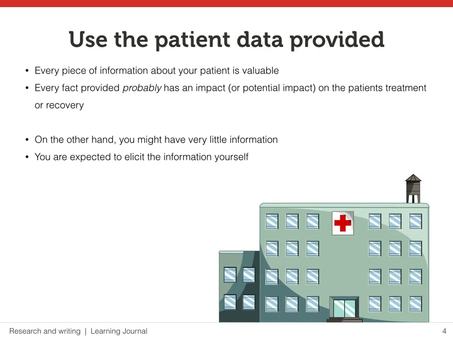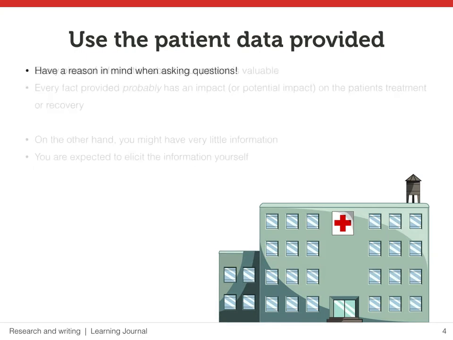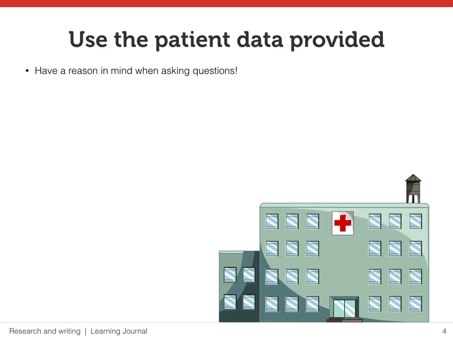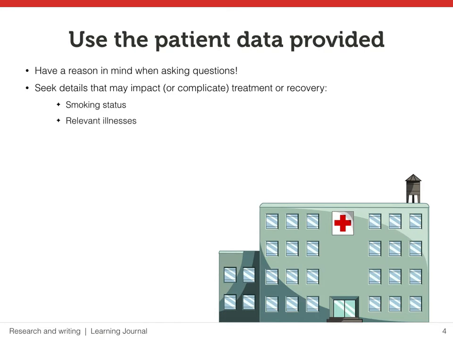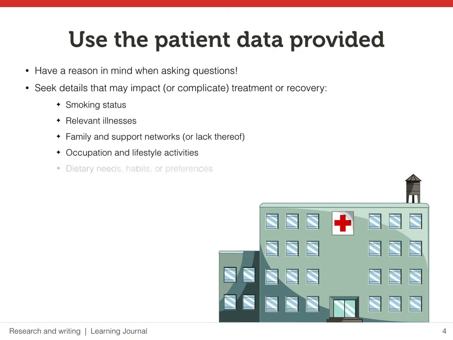Asking for more details about their condition just gives you more details about their condition, and unless you have some reasoning in mind for asking about that, more details per se is usually not that helpful. Instead, ask about things that may affect the treatment or recovery. Ask about things that may complicate matters: smoking, relevant illnesses, lack of family support, strenuous lifestyles, or jobs are all factors that may generate important decisions about how the patient is treated or cared for.